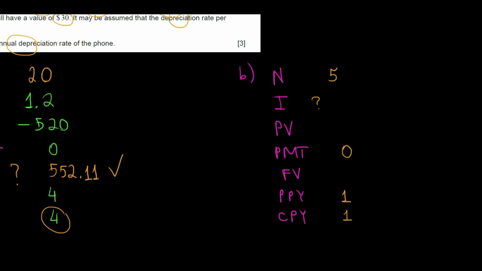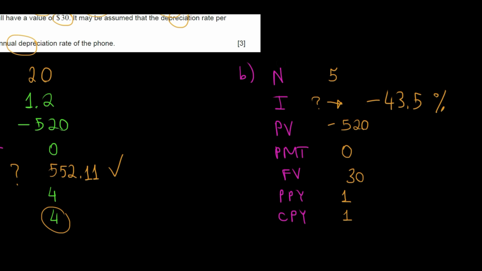And then for the present value, we will have minus 520, as in we are paying for the phone 520. And the future value, we consider the value after the 5 years. So the value after 5 years is going to be a positive $30. With all that being said, we go to the interest on our calculator, click enter, and it's going to give us the answer. And the answer will be minus 43.5%.